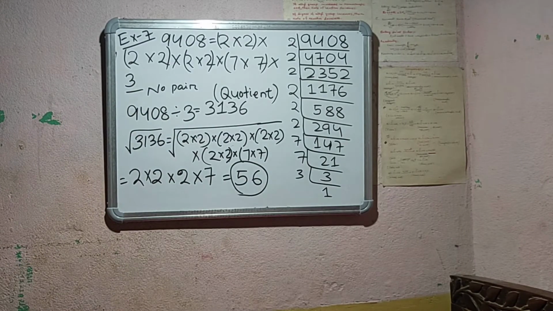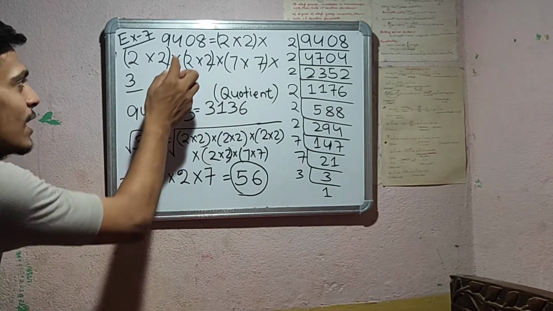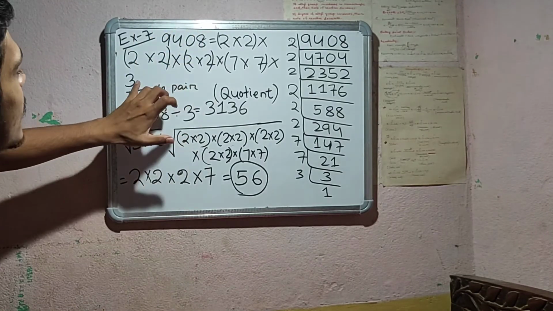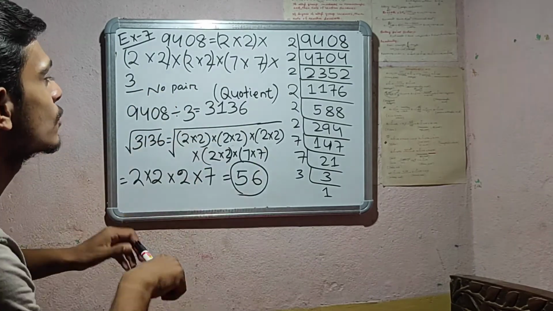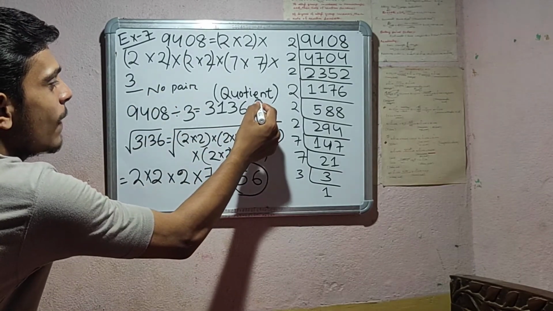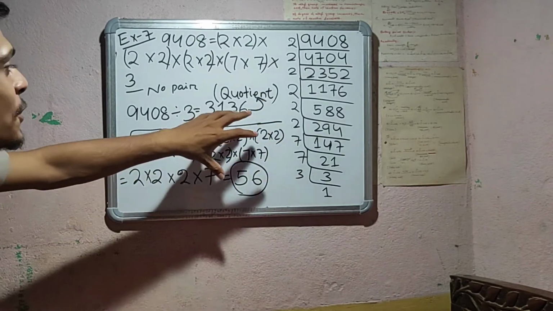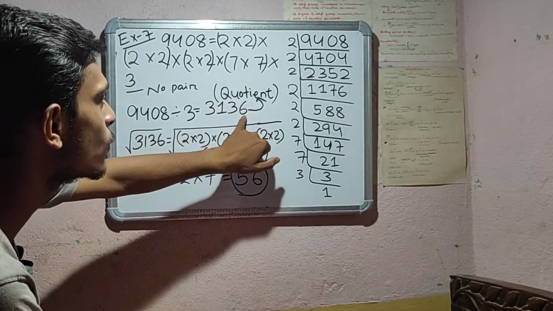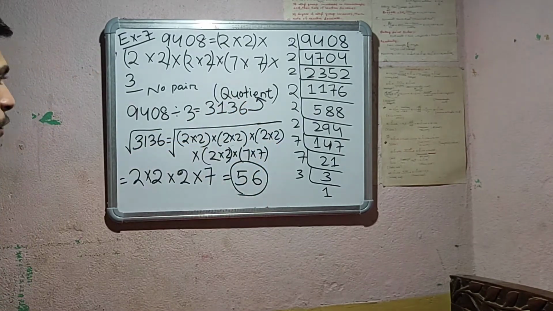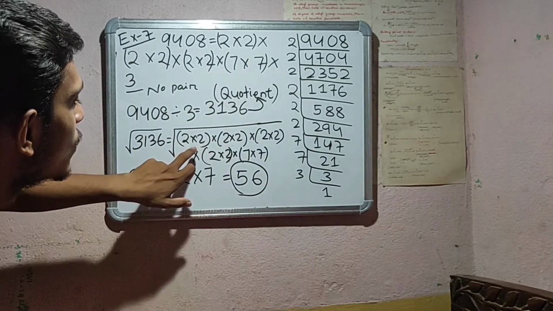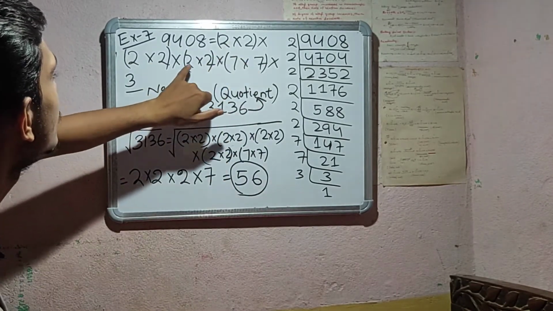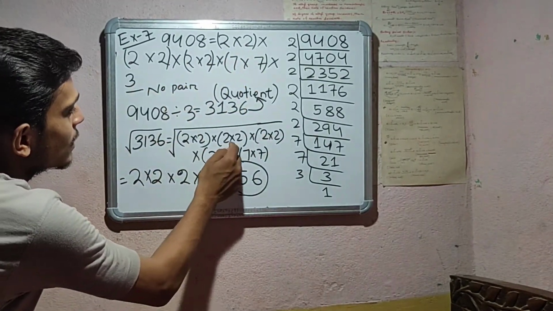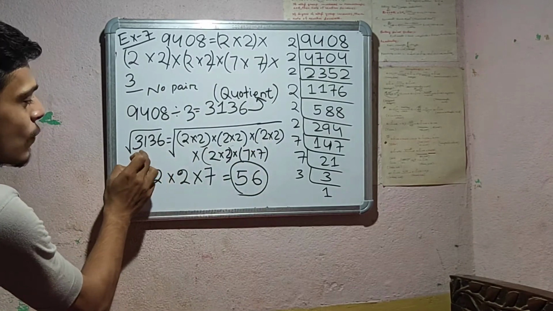So given that we have to find the quotient, quotient means 9408 is divided by 3 to get the quotient. This is our quotient. So 3 is divided out and we find the quotient, and this quotient is a perfect square. Why? Because this is one pair, this is a pair, and this is a pair. These four bracketed terms are paired. So I can easily find the square root of this number.